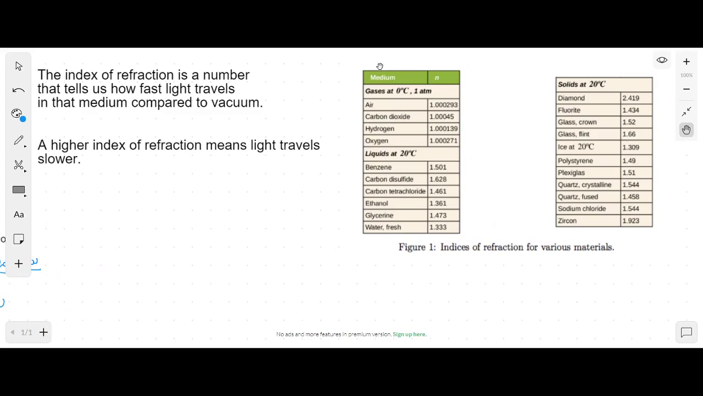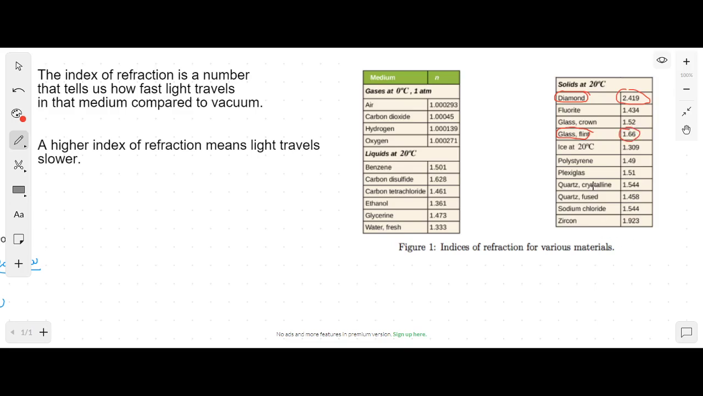So what I'm displaying here is a small table that just compares different mediums with their indices of refraction. The text says the index of refraction is a number that tells us how fast light travels in that medium compared to vacuum. A higher index of refraction means light travels slower. Now we can see this kind of clearly if we look at the n for diamond and compare it with some sort of flint glass.